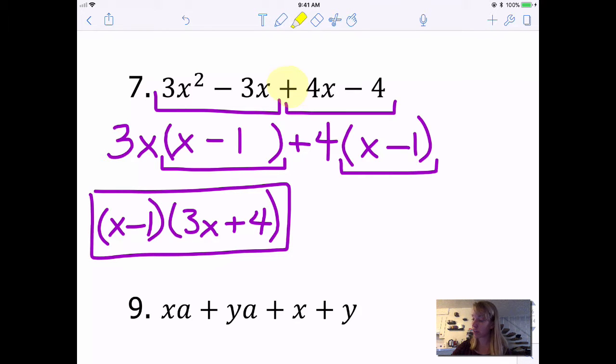One major thing to mention, this should happen every time. If you factored by grouping correctly, you should get a common term in your second step that you can factor out as a greatest common factor.